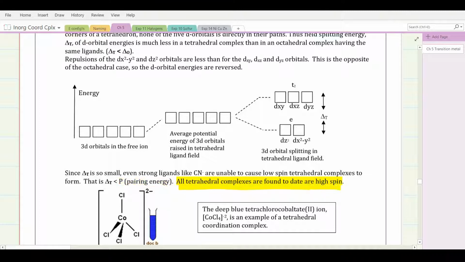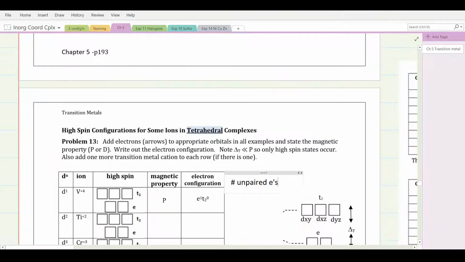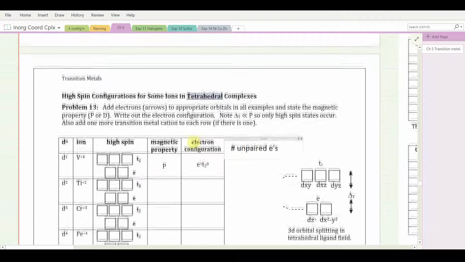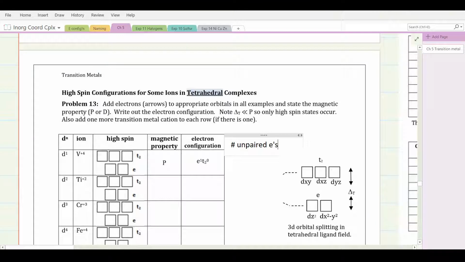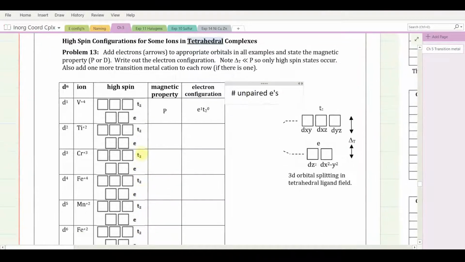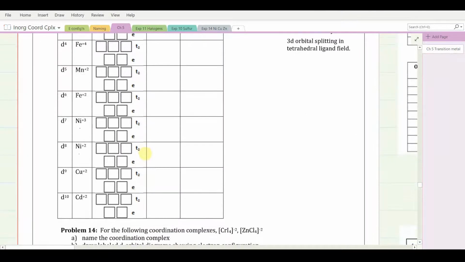They never pair up. They'll always spread out according to Hund's rule, just as if all the 5 d orbitals were essentially degenerate. The energy difference is so small. And that makes it a lot easier on us. On page 194, there's an exercise for you to draw in the electron configuration of tetrahedral complexes of transition metal cations with 1 through 10 d electrons.